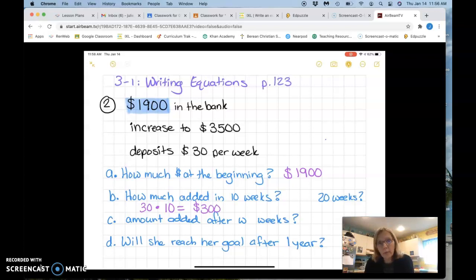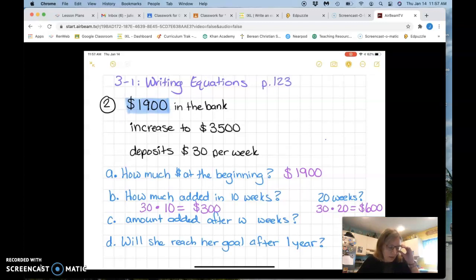Okay, how about 20 weeks? How much will she add in 20 weeks? Let's do the same thing. I'll do 30 because that's how much she's adding, times 20 weeks. And 30 times 20 is $600 after 20 weeks. Okay?